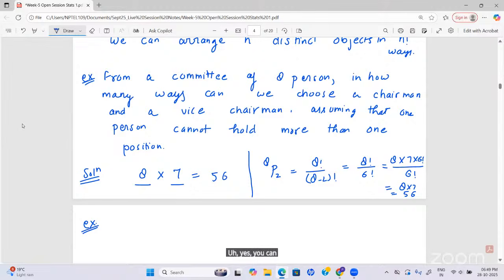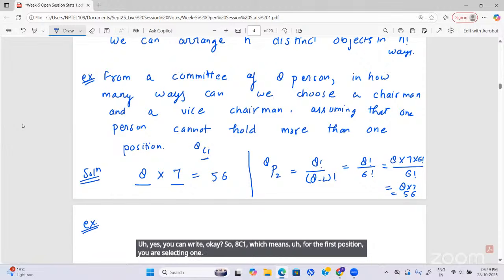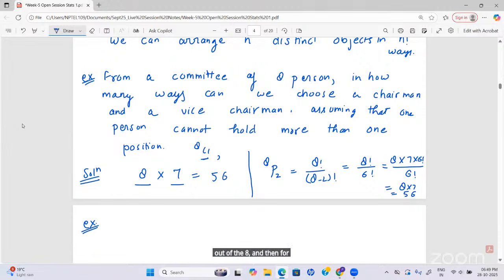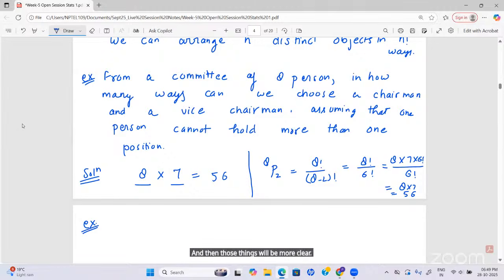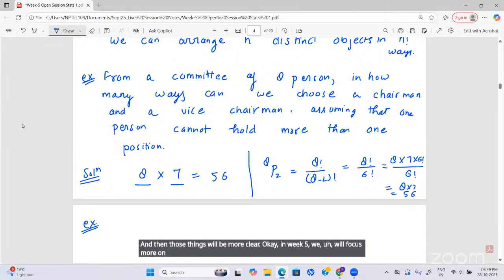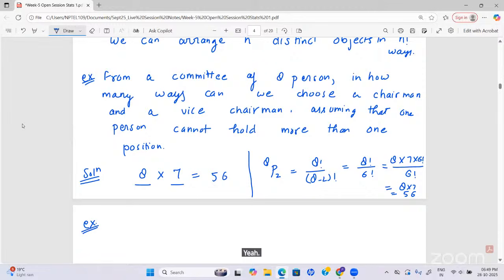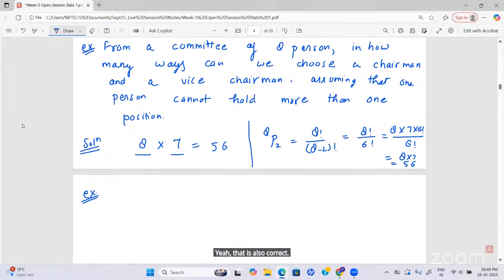Yes, you can write. 8C1 means for the first position, you are selecting 1 out of the 8. And then for the second position, you are left with only 7 members, so out of the 7, you are selecting 1. So that is also fine. Since we have not studied the combination thing here, that's why I'm not using those things. We will see it in week 6, and then those things will be more clear. In week 5, we will focus more on permutation formulas.